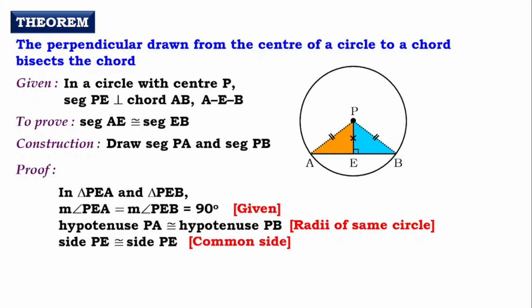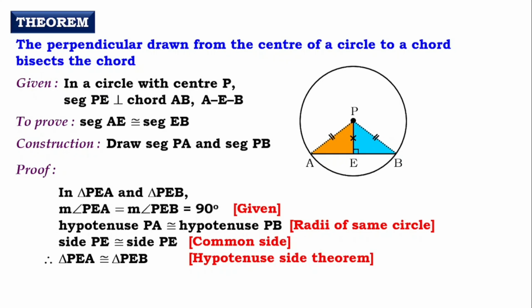Common side. See students, writing reasons in geometry is very important, because that carries marks. Common side. So this side PE is what? The common side for both the triangles. Understood? So triangle PEA is congruent to triangle PEB by what? Hypotenuse side theorem. Understood? Yes or no? Yes.